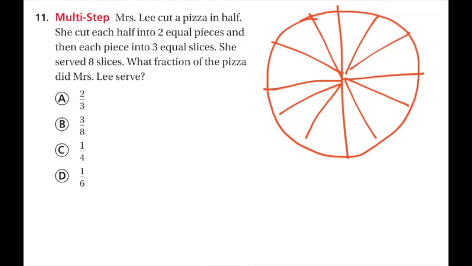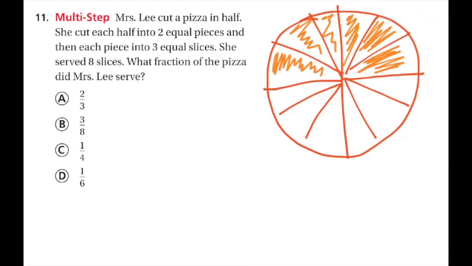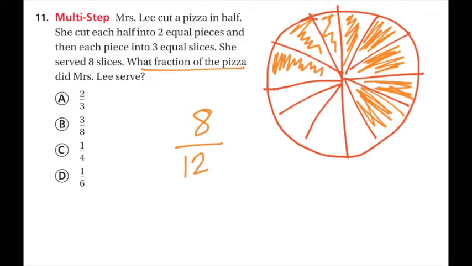Then what does it say? She served 8 slices. So she served this slice, this slice, this slice, this slice, this slice, this slice. Let's see how many that is: 1, 2, 3, 4, 5, 6, 7, 8. So I'm going to write that as a fraction. She served 8 out of 12 pieces. So the question is, what fraction of the pizza did she serve? She served 8/12. But look, my answer choices are 2/3, 3/8, 1/4, and 1/6. So what I'm thinking of is not even here.